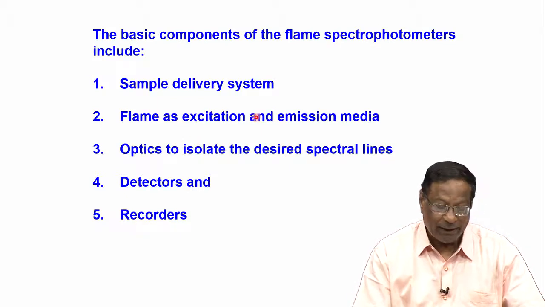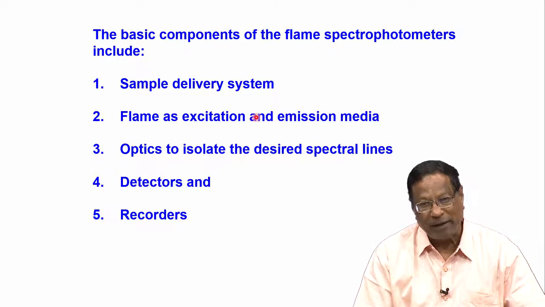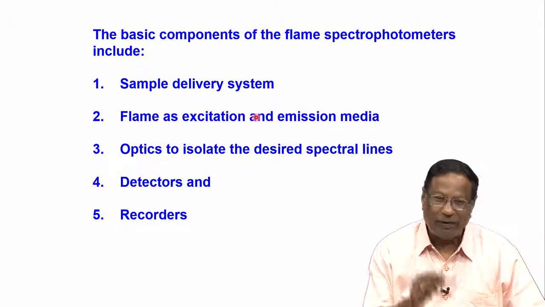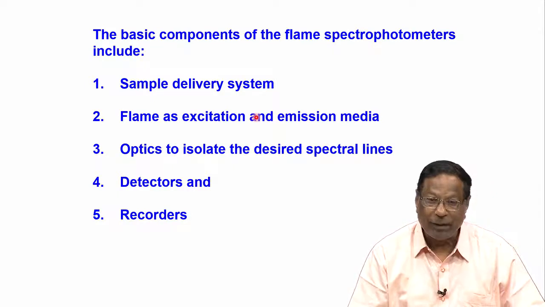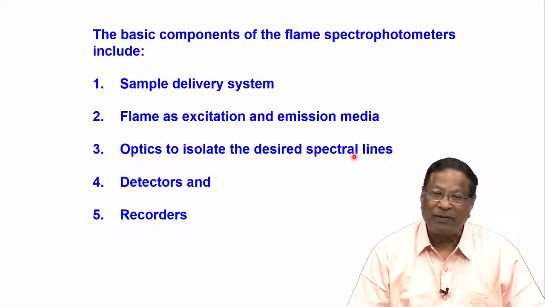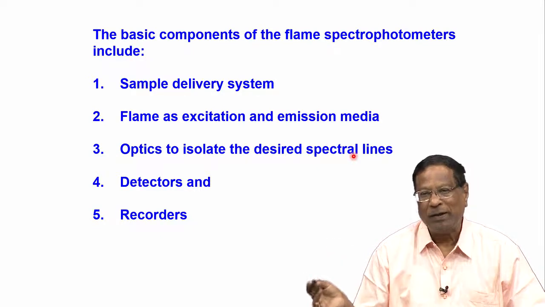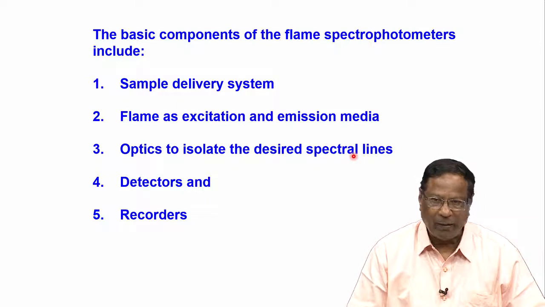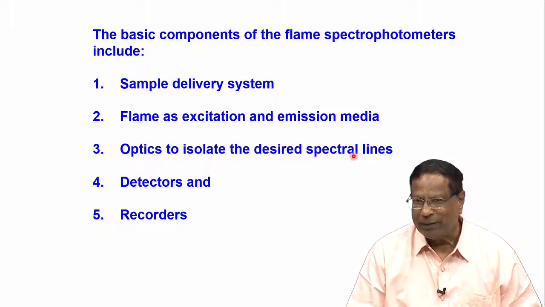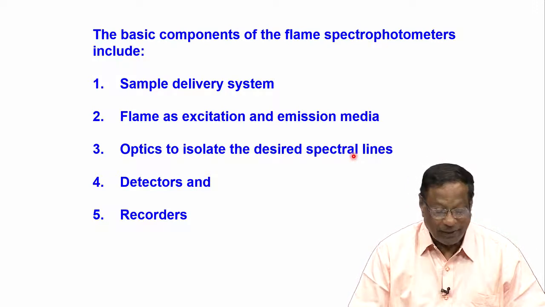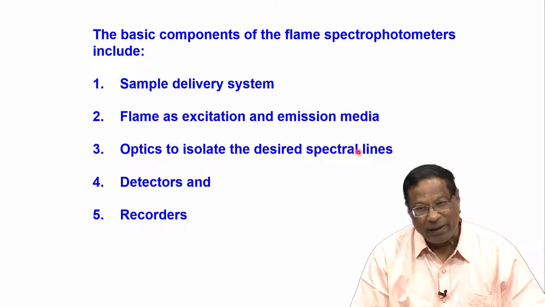And then we need a flame as the excitation source, and it is also the emission media, because from the flame radiation will be coming out in all directions. So, flame is not only an excitation source, but it is also the media for emission. And then what do I need? I need the optics to isolate the desired spectral lines. I do not need a huge monochromator or grating, but a simple filter, because we know that the sodium vapor lamp, as you see on the streets, gives you only yellow light. That means all you need is a yellow filter. Similarly, if it is potassium, it needs a violet filter. So, we need very simple optics to isolate only the desired spectral lines.